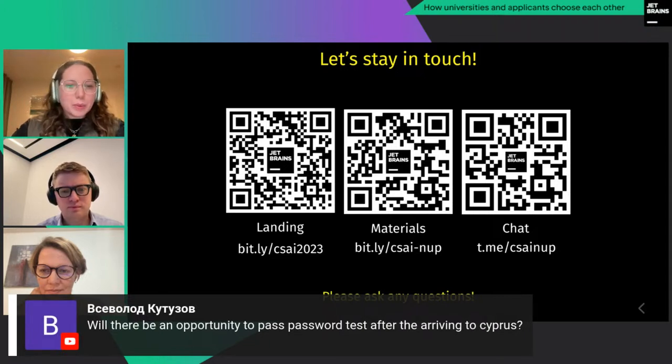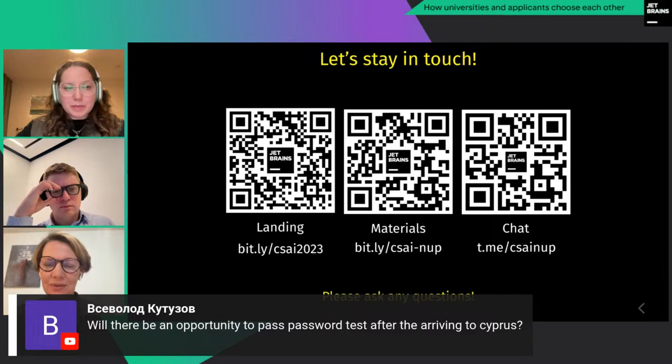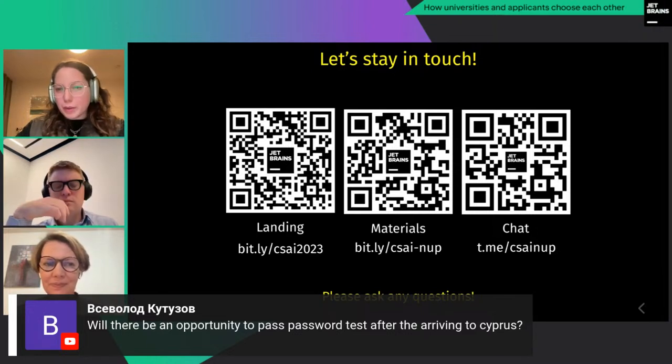Will there be an opportunity to pass the password test after arriving in Cyprus, or should it be done previously? Once you got the offer, we will send you a free invitation to this test. But you should pass it before arriving in Cyprus. You won't get a visa without this test.